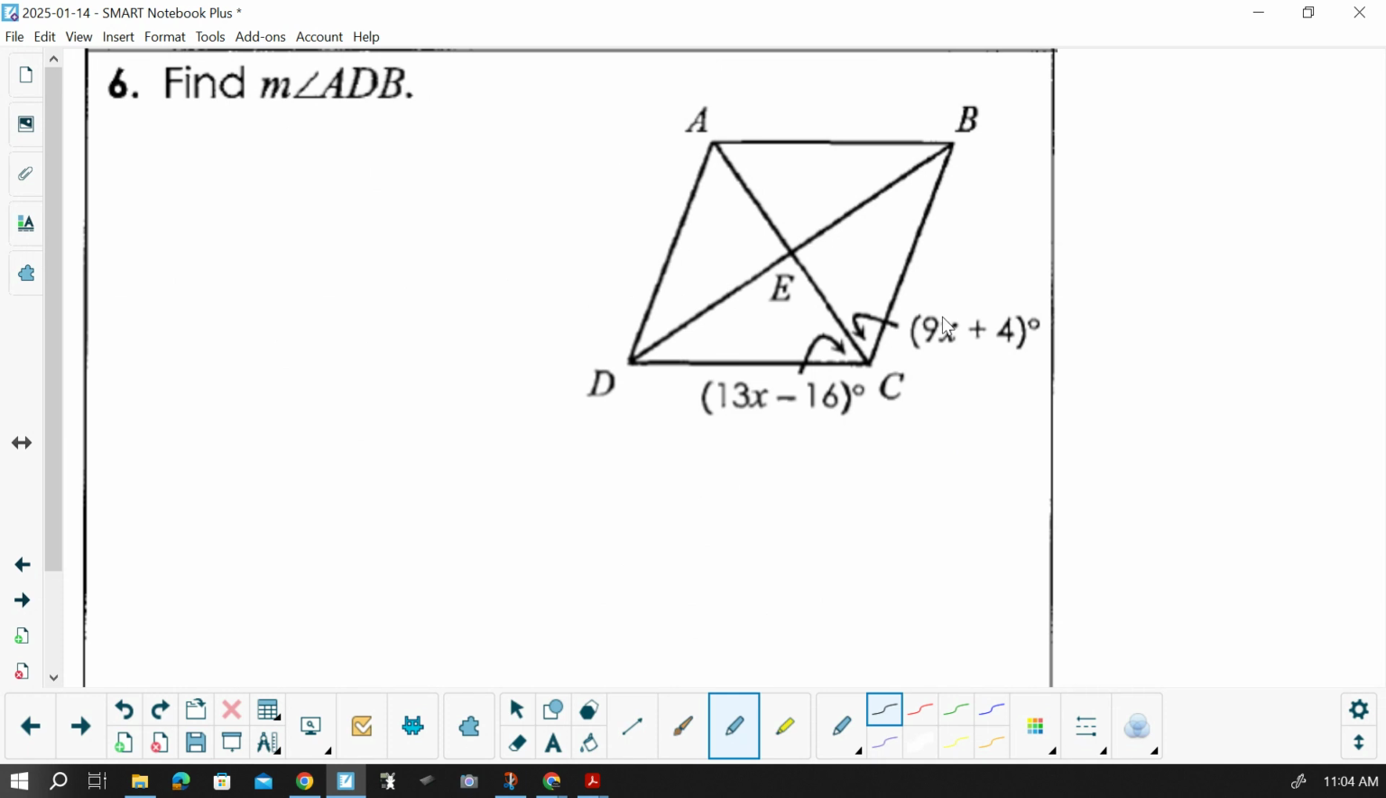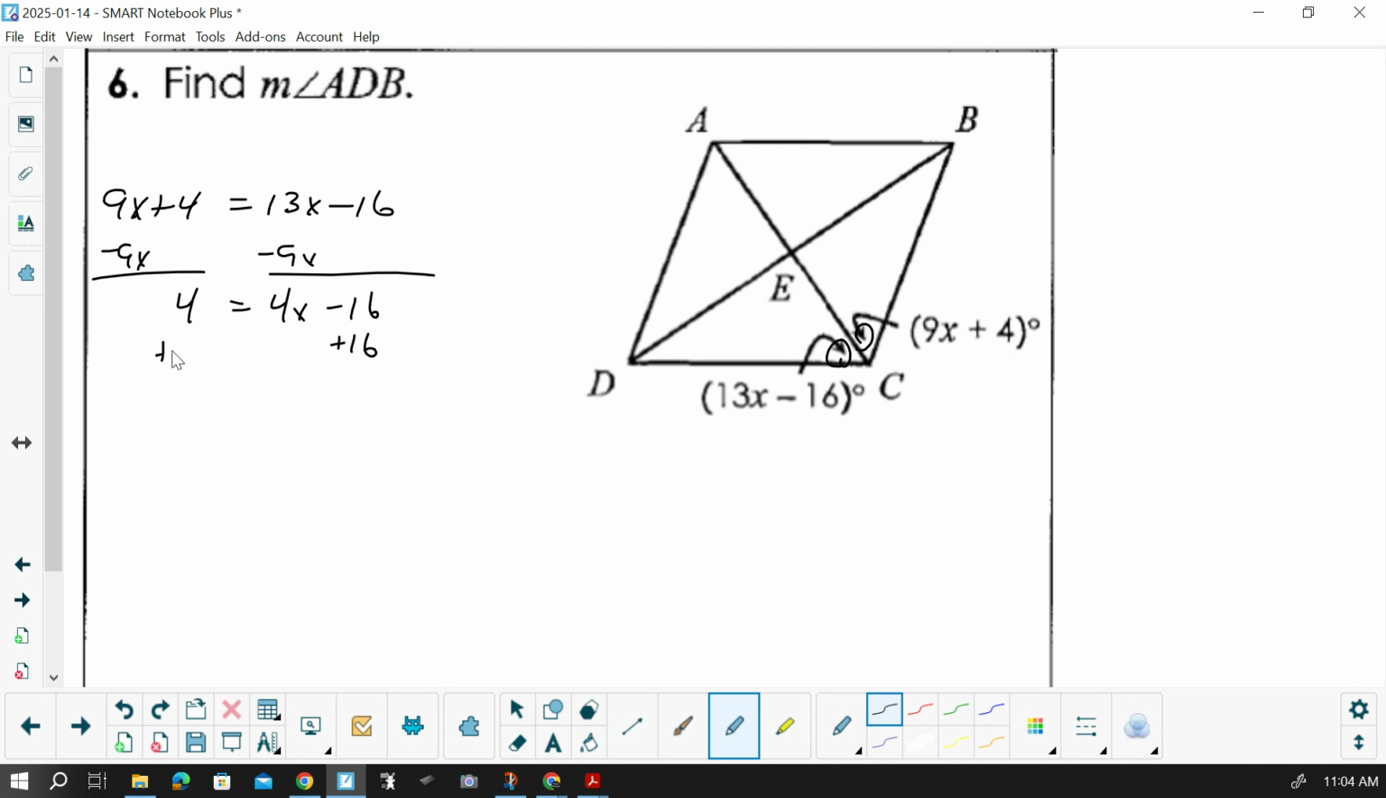Number 6. We've already done several of these now. The angles that are next to each other at the end of this, right in the corner, these are equal to each other. So let's just start by saying 9x plus 4 equals 13x minus 16. I'm going to subtract 9x from both sides. And we get 4 equals 13 minus 9 is 4x. Minus 16, we're going to add that 16 to both sides. And we get 20 equals 4x. Divide by 4.